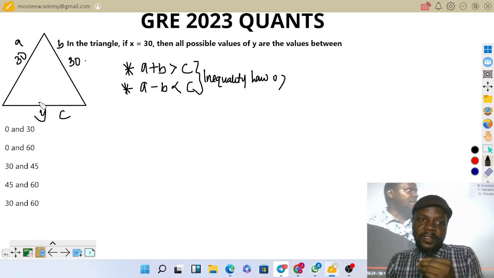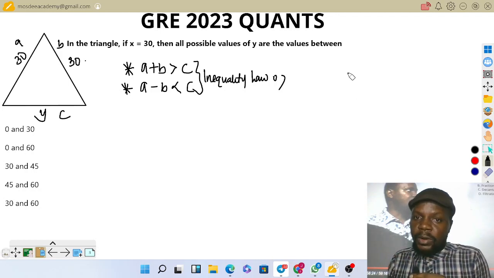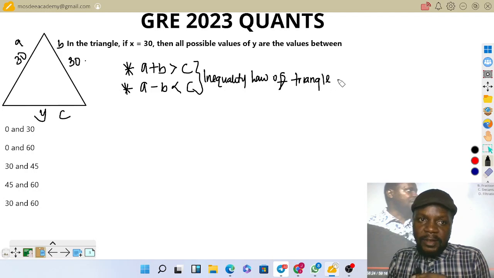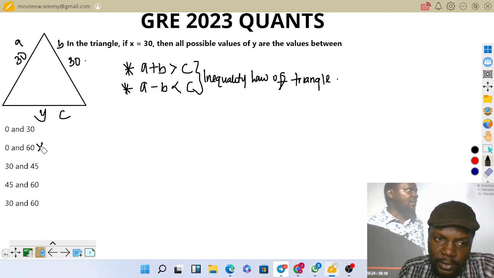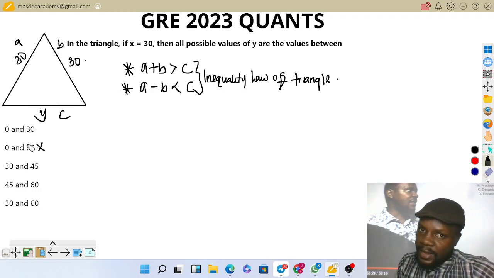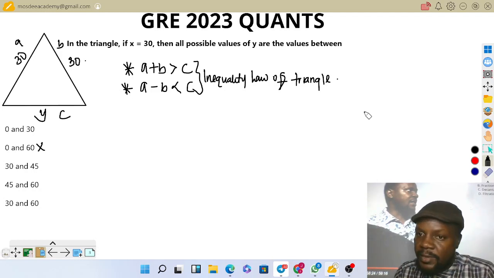So if you know this, when these types of questions come up, you can easily solve them without problem. The inequality of triangle will be applied here, and it's now very simple because we know 30 plus 30 is 60. That means the value of Y should be less than 60. It's not equal to 60. And again, more than one answer can be correct in some questions, so you just need to be careful when picking answers.